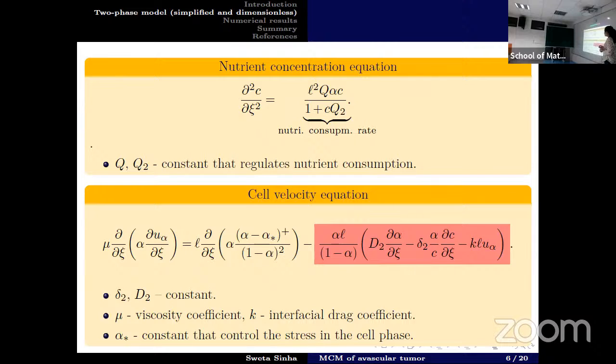Here on the right hand side, these two are the pressure terms. The first term is the pressure due to the intercellular cohesion, and this term is the average pressure due to the water phase, the fluid medium. Because we are taking a two-phase medium, one phase is the cellular phase and the second phase is the fluid phase. Here delta 2 and D2 are constants that we have derived during our model formulation. Mu is the viscosity, K is the interfacial drag coefficient, and alpha star is the constant that controls the stress in the cell phase.